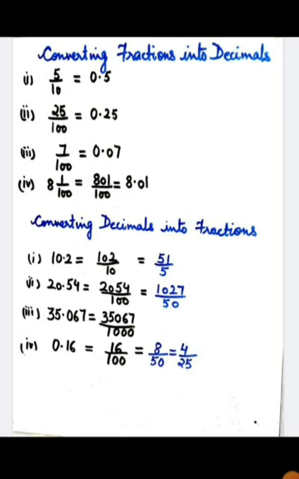Now, when decimal numbers are given to you, you have to change them into fractions. So, you have to apply the following rule. In the first example, the given number is 10.2. And how to change it into a fraction? First of all, you will write the given number without the decimal as the numerator. Here the given number is 102 without the decimal. So you will write it as 102.